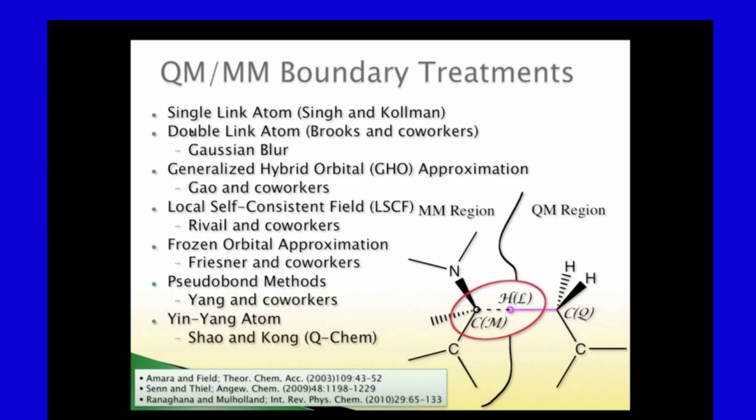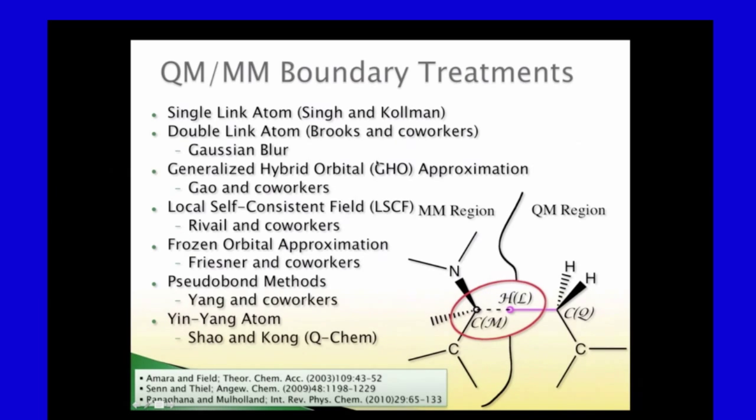And then this Gaussian blur is a way to treat these quantum mechanical point charge interactions, right? So what happens there is you blur the point charge, so instead of treating the point charge as a delta function, as a single localized center of charge, you make it look like a diffuse center of charge, essentially a Gaussian function. And I'll give a description of this a little bit later as well.